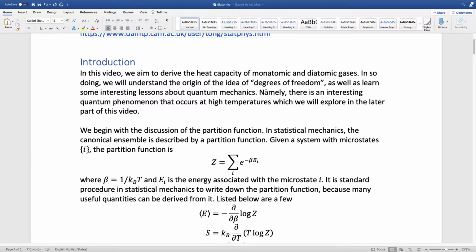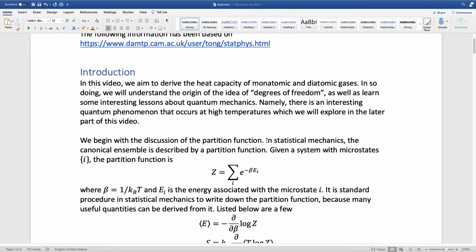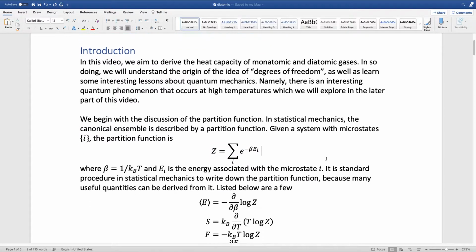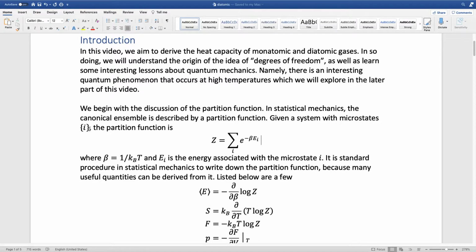To describe gases, the study of gases in physics falls under the realm of statistical mechanics. Statistical mechanics is a statistical approach to physics. In statistical mechanics, gases are what we call a canonical ensemble. They fall under this class of ensembles called the canonical ensembles, and are described by a partition function given by this formula. Given a system with a list of microstates, we'll talk about what microstates are soon, the partition function is given by the sum over all the microstates of this factor, where beta is the inverse temperature and E_i is the energy associated with each microstate.